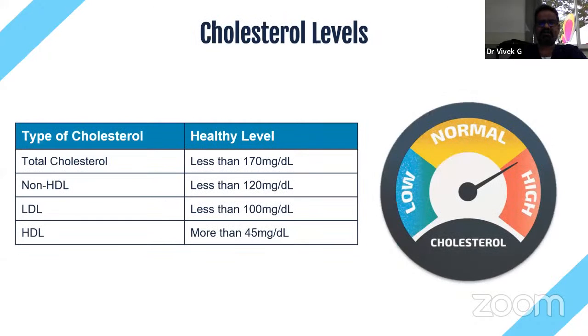So basically, a small gist. In terms of estimating the fasting lipid profile, we look at these parameters: the total cholesterol, the non-HDL cholesterol, the LDL cholesterol, and the HDL cholesterol.